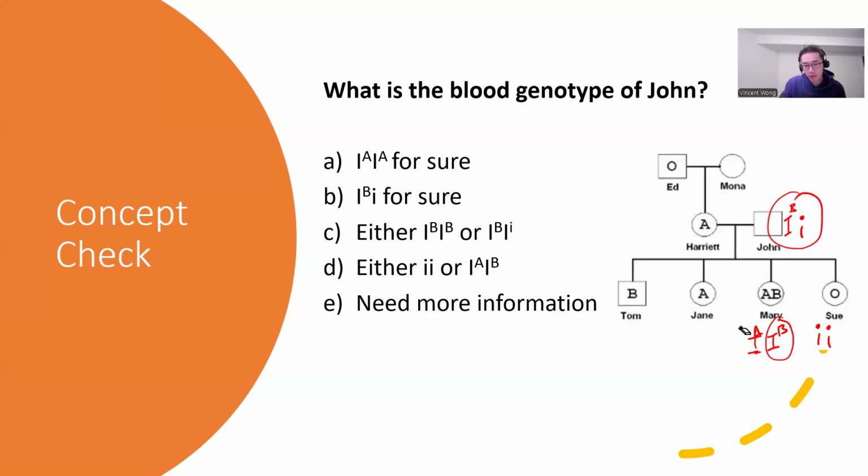And we know the A therefore came from Harriet, right? So that's the answer. Right? It has to be IB little i. There is no other possibility that would account for these results.